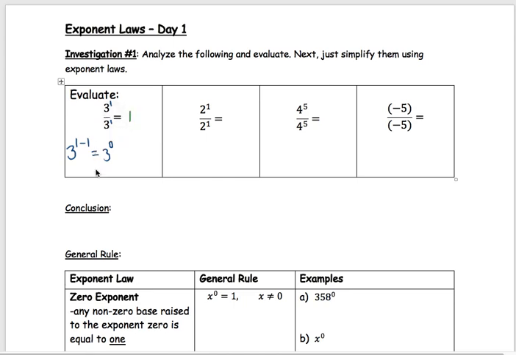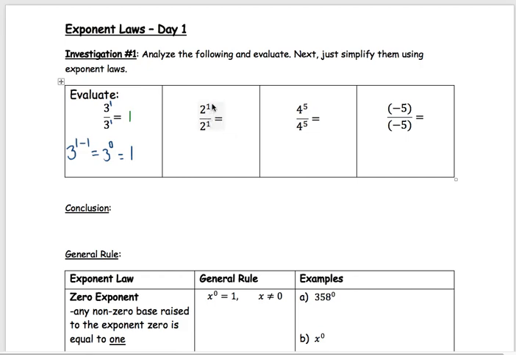But if you're using exponent laws, you get 3 to the 0. So that answer is 1. That's the connection I'm trying to show you today. Whenever you have an exponent 0, the answer is 1. But you have to keep in mind that the 0 owns the number it's beside.